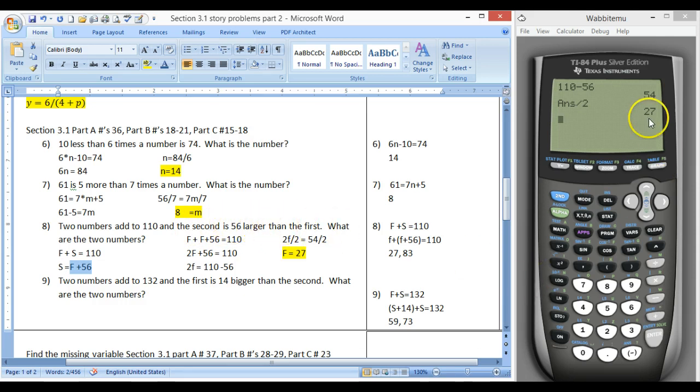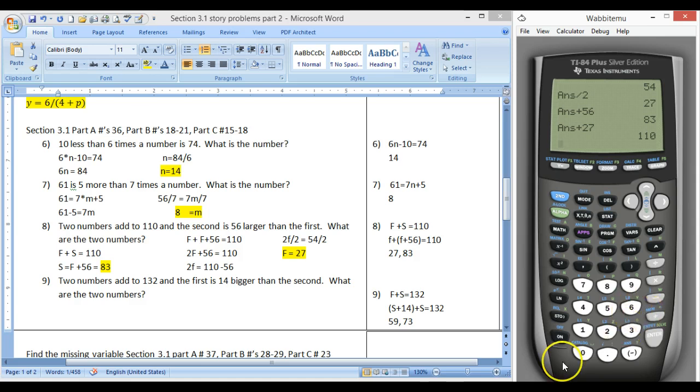So I'm going to take my first number and add 56. Or putting this 27 and substituting it into here, which tells me 27 plus 56 is 83. If you're unsure about that, you can go ahead and check yourself by adding the two numbers together to verify that it equals 110. So let's try that. 83 plus 27. Answer is 110, therefore we did it correctly.